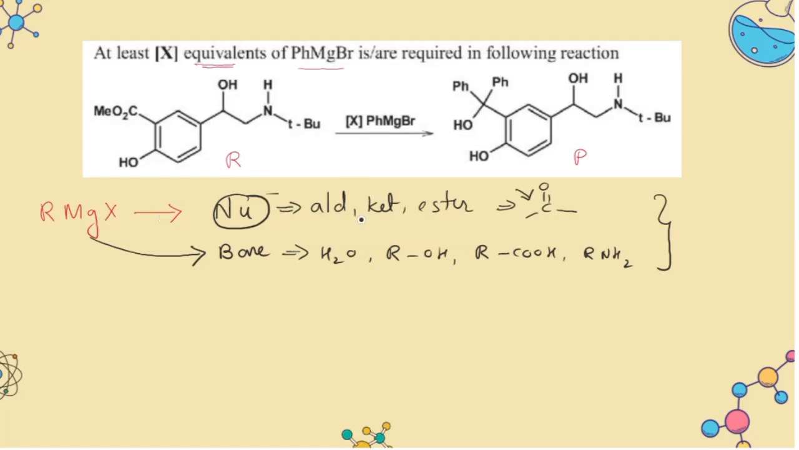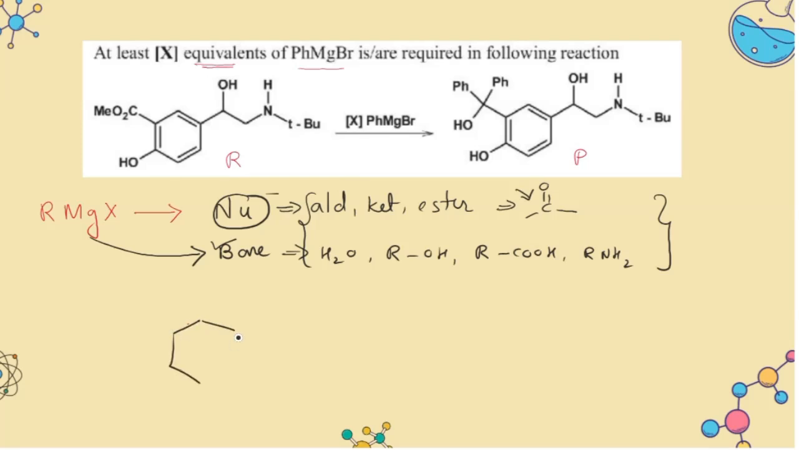What if both types of groups are present? In that case, it will act as both. But first, it will act as a base and then it will act as a nucleophile. Now, for the given molecule, what all functional groups do we have?